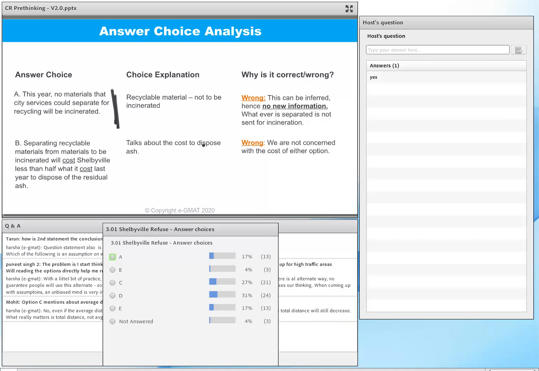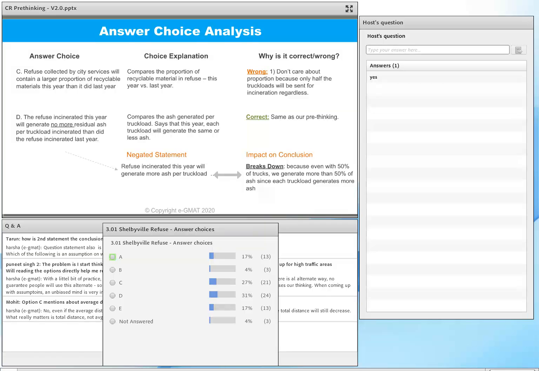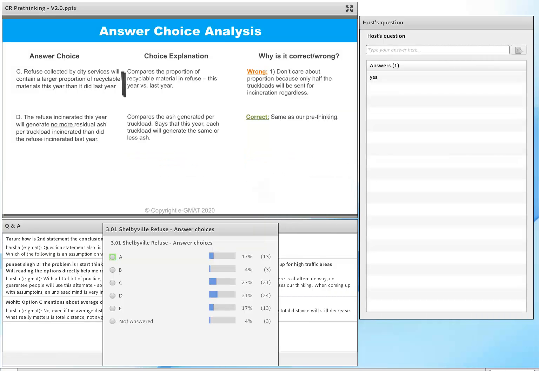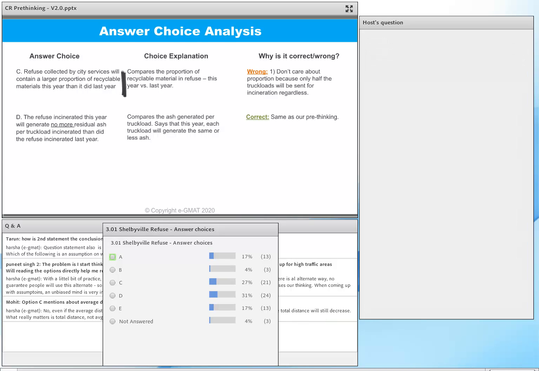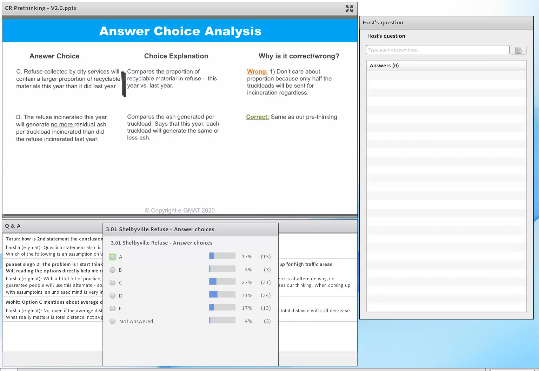So 13 of you chose choice A. You can really see why that is incorrect. Choice B, very few people chose, so I'm not going to worry about it. Choice C talks about the proportion of recyclable materials, and it compares that to what it was last year. Does the proportion matter? No, it doesn't matter. Why? Because I'm only sending 5 trucks.